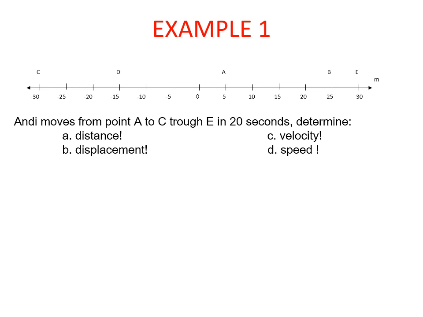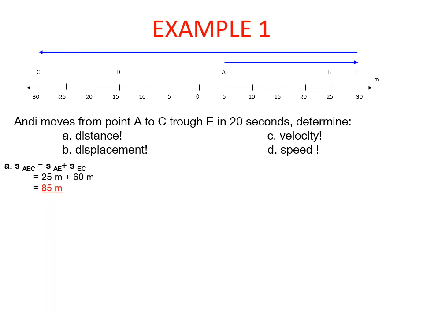Distance AEC is represented by the blue arrow. So S_AEC equals S_AE plus S_EC equals 25 meters plus 60 meters. So S_AEC equals 85 meters.